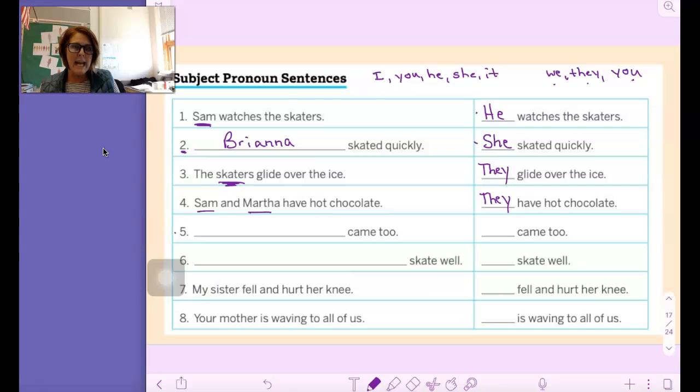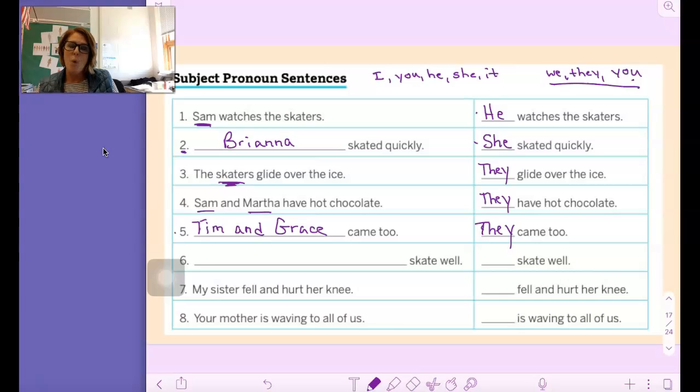Number 5, blank came to. Give me an example of a subject joined with and. Let's say Tim and Grace came to. So which one is plural? It's one of these 3. They came to.